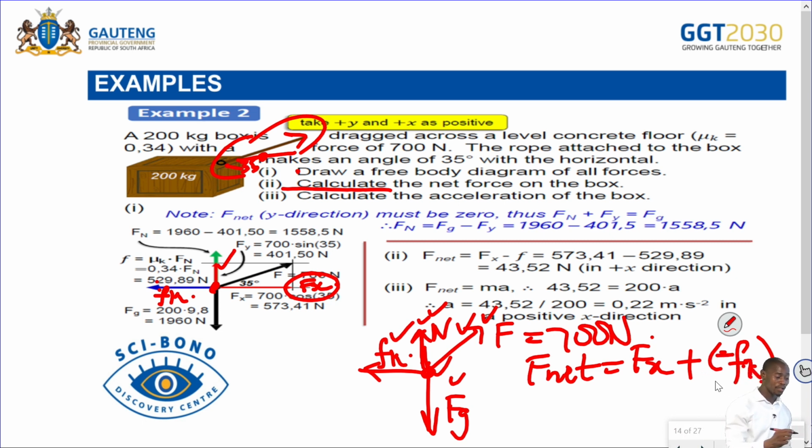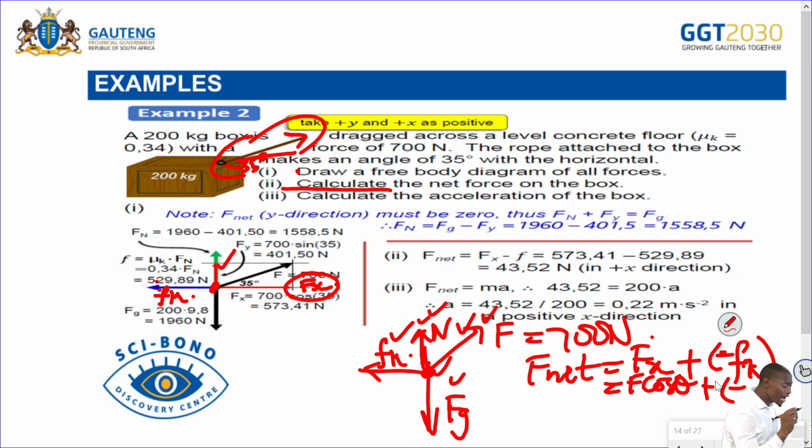So you can do the same. If there's friction, just make friction negative, because it always opposes the motion. Then what is my Fx? How do I calculate Fx? Fx is given by F cos theta, plus minus Fk. Am I giving the magnitude of Fk? No, I'm not giving the magnitude of Fk, but I'm giving the coefficient of kinetic friction.